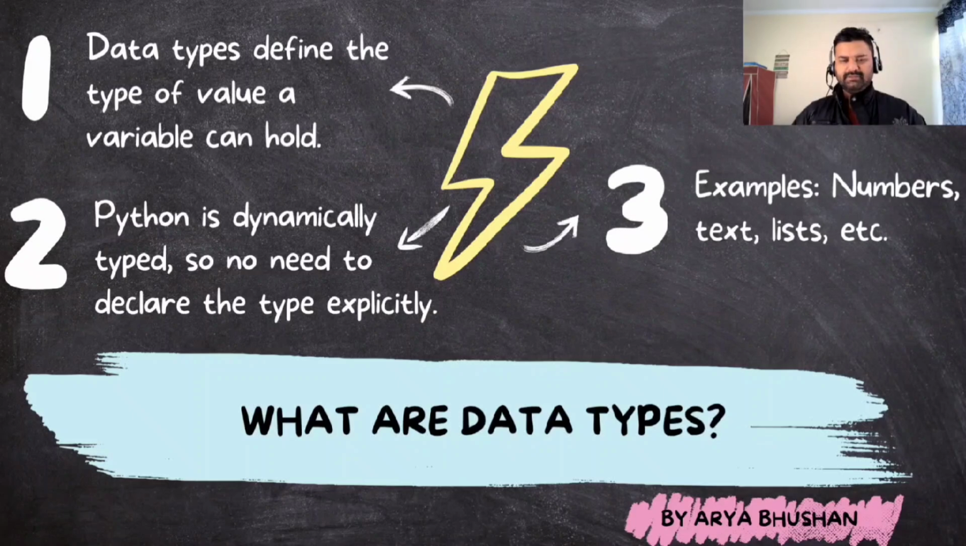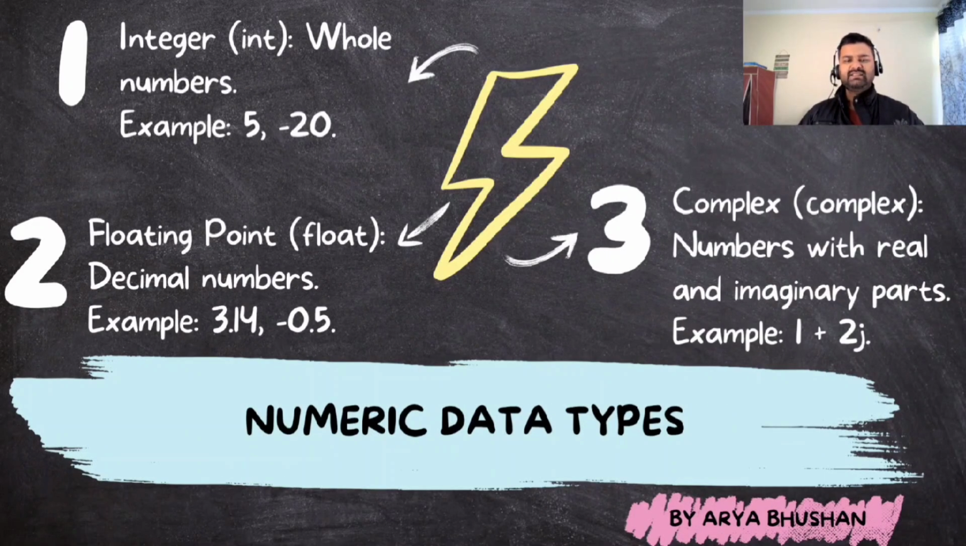So, what are data types? They define the kind of values a variable can hold. Python is a dynamically typed language, which means you don't need to declare variable types explicitly. Common types include numbers, text, lists, and more. So now let's see numeric data types in Python.